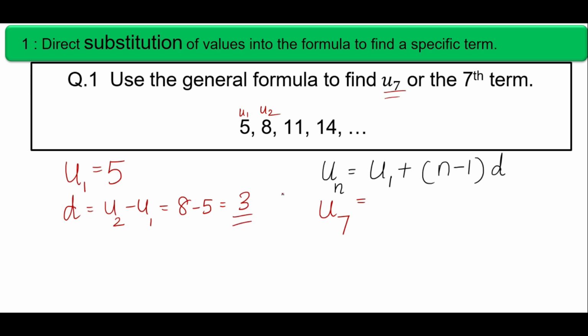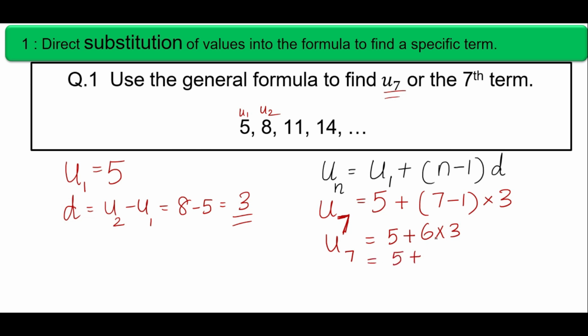So now you can substitute these values into the equation. u1 is 5, plus n is 7, because you're talking about the seventh term, so 7 minus 1, and your d is 3. So you get the answer as u7 equals 5 plus 6 times 3, which is 5 plus 18. Your final answer is 23.